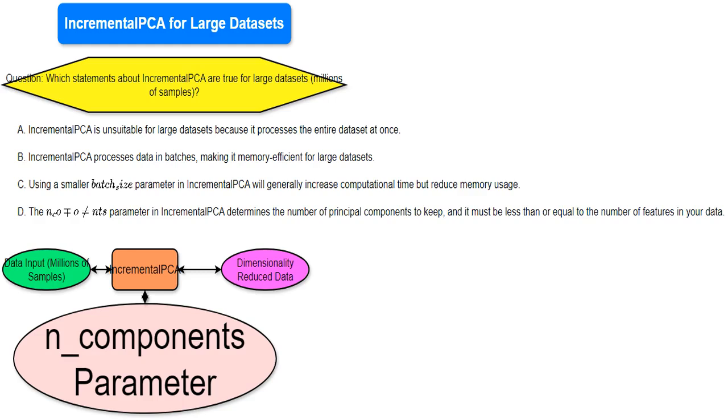This one's important. It determines the number of principal components you want to keep after dimensionality reduction. You are essentially choosing the size of your compressed representation. Imagine squeezing a big beach ball into a small box. The n_components parameter specifies the size of that box. It can't be bigger than the original number of features. You can't fit more information into a smaller box.